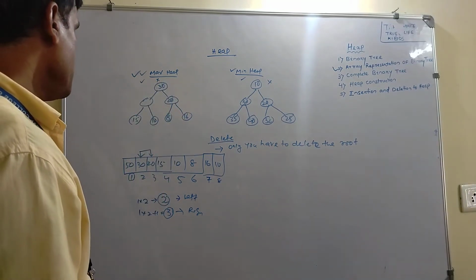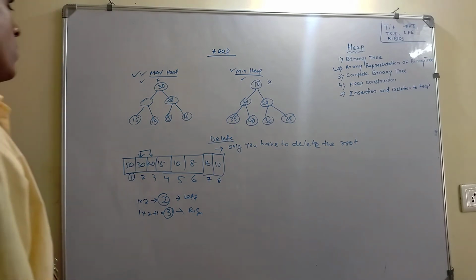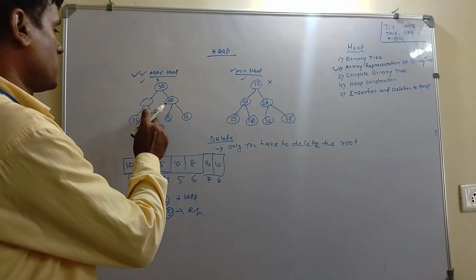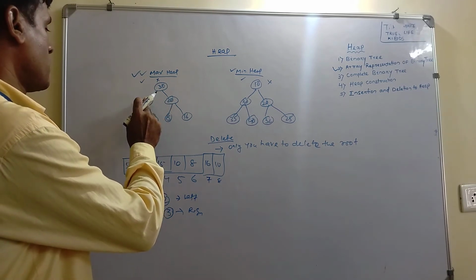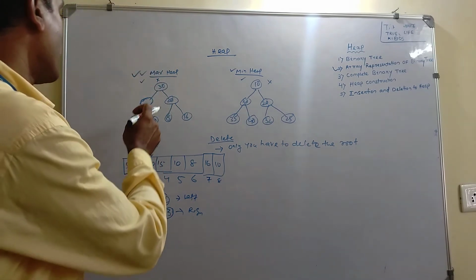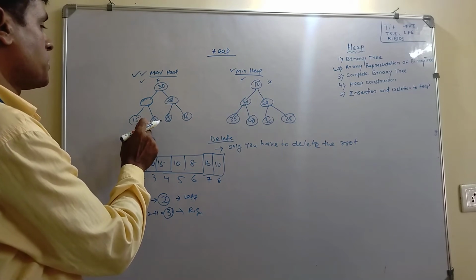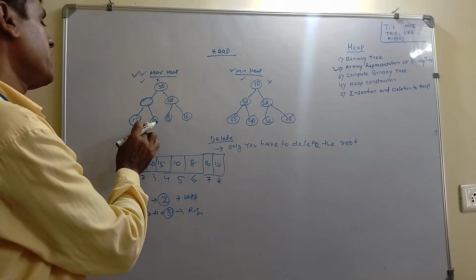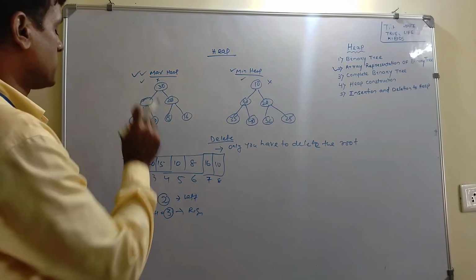So 30 is greater, and 30 will be placed in this place. Now again, what do we have to do? Again we have to go for comparison, that is this and this. If you do this, 15 and 10, we have to compare them, see which is greater, and it will replace the place of this parent.